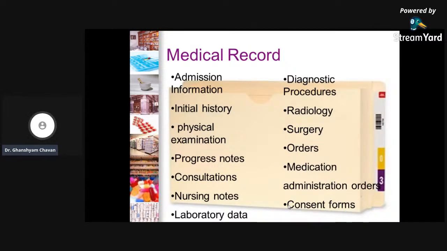Orders, medication administration orders, and consent form. What is a consent form? The consent form is filled by the healthy volunteers at the time of enrollment. The consent form is the letter of consent, the patient's willingness to enroll into the clinical trial by his own. There is no pressure of any authority to enroll into the clinical trial. That is nothing but the consent form. So like this, we get all the information for a medical record.